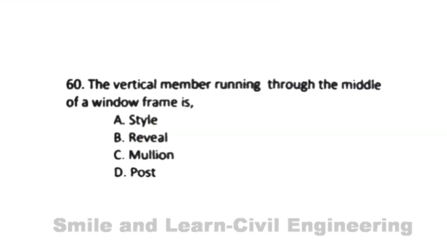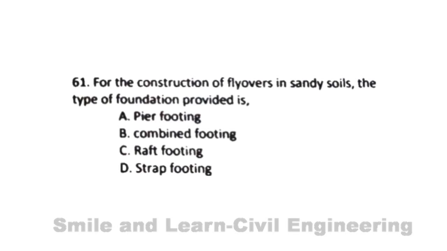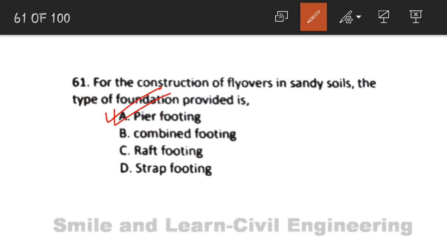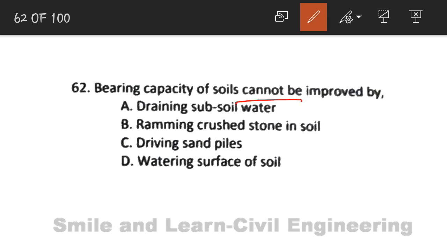Next question, the vertical member running through the middle of a window frame is called a mullion, and it is provided in order to subdivide a door or window vertically. Question number 61, for construction of flyovers in sandy soil, the type of foundation provided is pier footing. Option A. Next question, bearing capacity of soils cannot be improved by. Cannot is very important. It can be improved by drainage of subsoil, by ramming crushed stone in soil, by driving sand piles also. But it cannot be increased by watering the surface of the soil. Option D will be the correct answer.